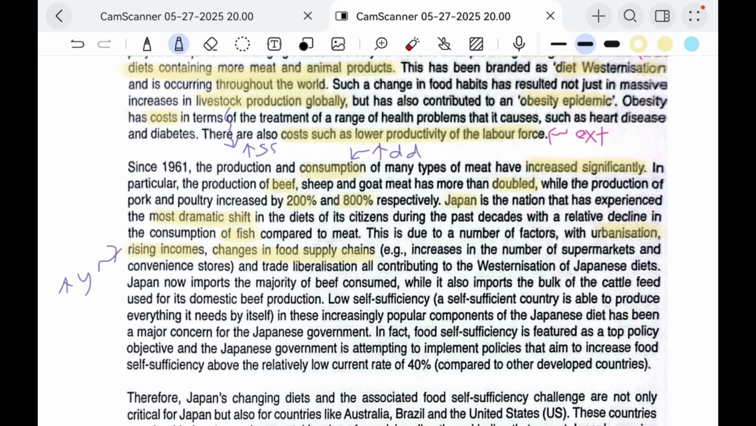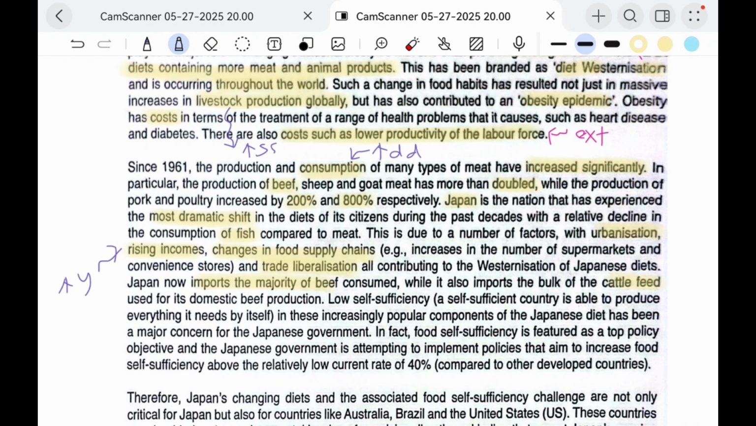Okay, then they talk about supply chain. There is an increase in the number of supermarket, convenience store, trade liberalization. Yeah, because if you have more closer trade relationship between Western countries and Japan, it also means that there is more trade going on, and Japanese will have higher accessibility to the Western meat. So Japan now imports the majority of beef. So yes, production of beef is not in Japan, mainly overseas, so it has to import, while it imports the bulk of the cattle feed.